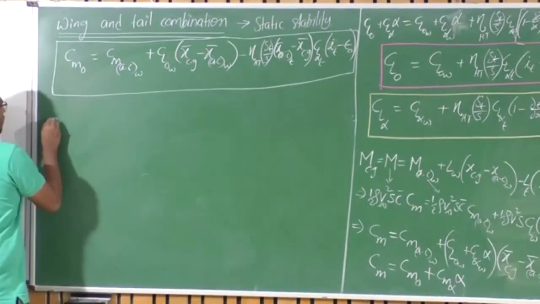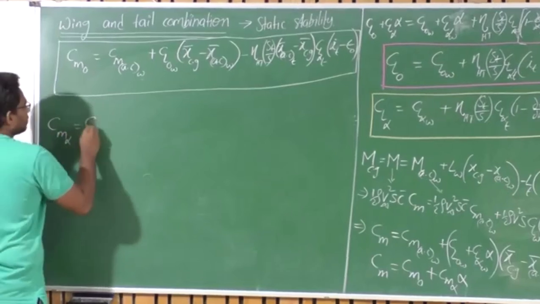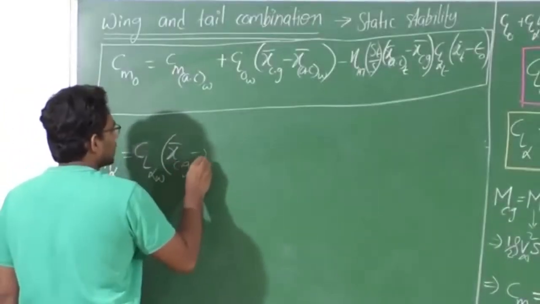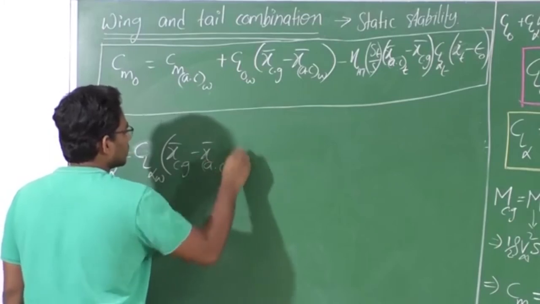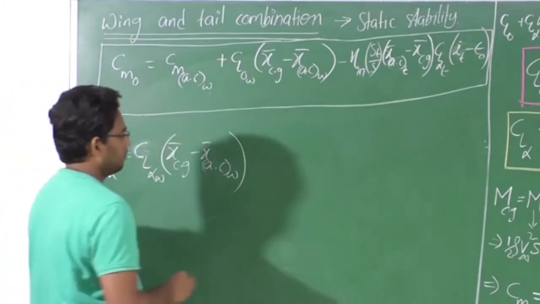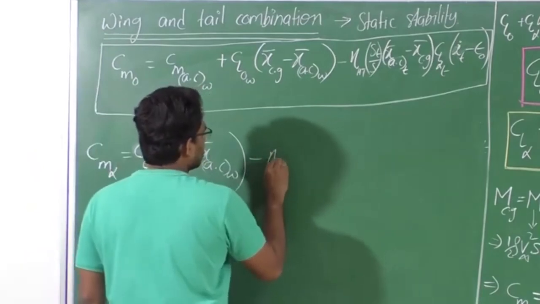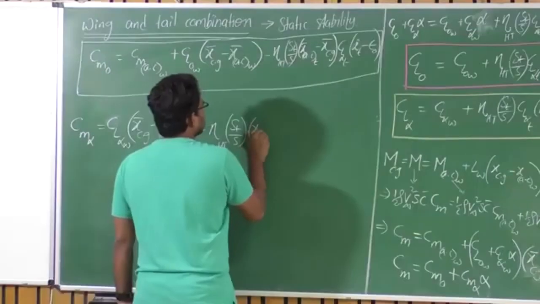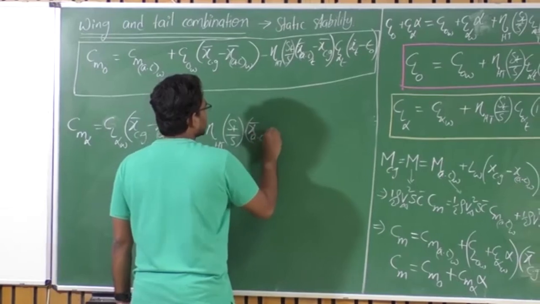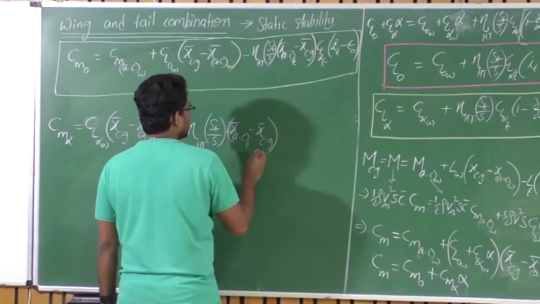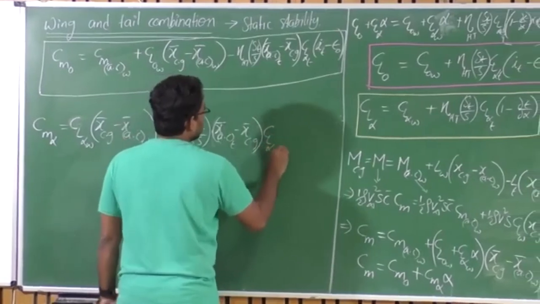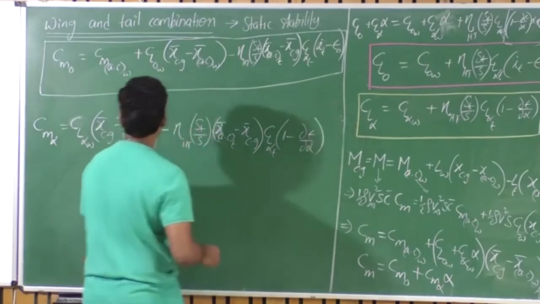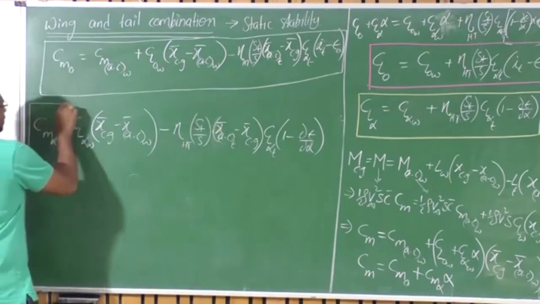So this is CM naught, whereas CM alpha of the entire aircraft is CL alpha of wing multiplied by X bar CG minus X bar AC of wing, right? And minus eta of the horizontal tail, and then S_t upon S times my X bar AC of tail minus X bar CG, right? Times the CL alpha of tail multiplied by 1 minus dou epsilon by dou alpha. This is the CM alpha of the entire aircraft.